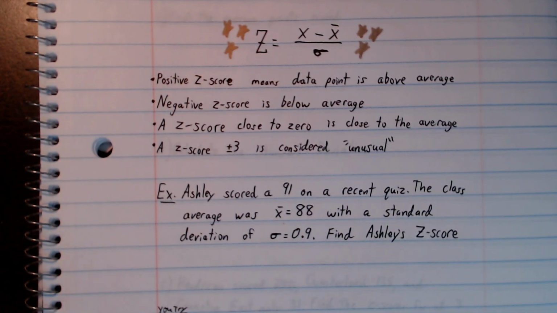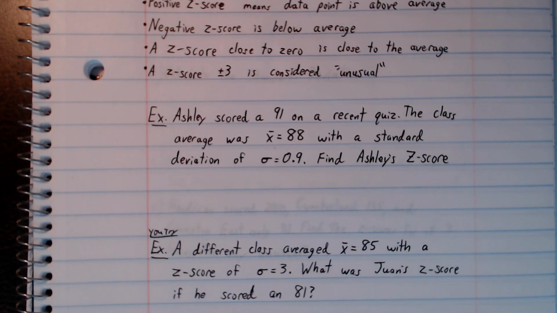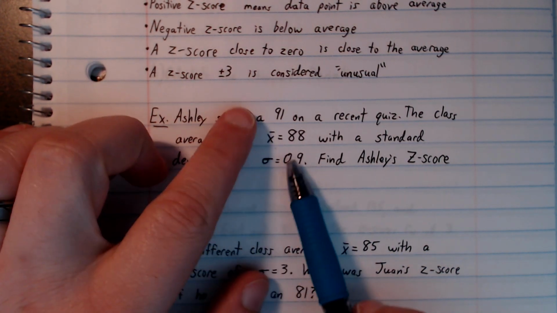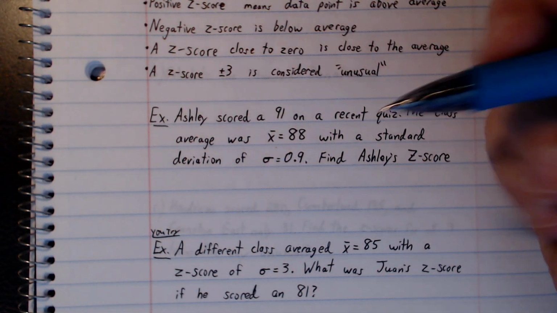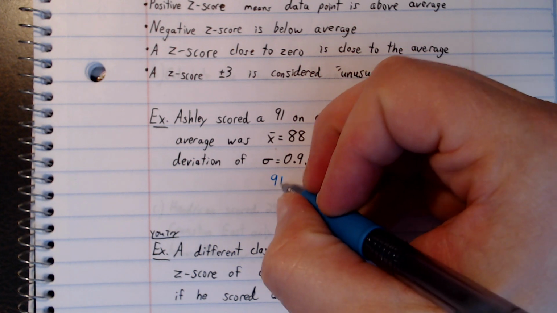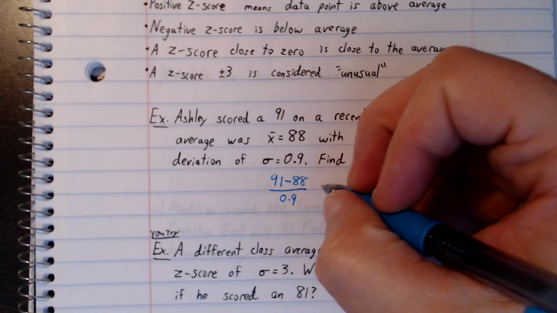So anyways, we're going to look at some information that's already given to us. This one says Ashley scored a 91 on a recent quiz. The class average was an 88 with a standard deviation of 0.9. Find Ashley's z-score. So we want to figure out, was she really far above average? Was she above average, close to it? We know she was above, but we want to know how close. So we're going to take her score, subtract the average, and then divide by the standard deviation.